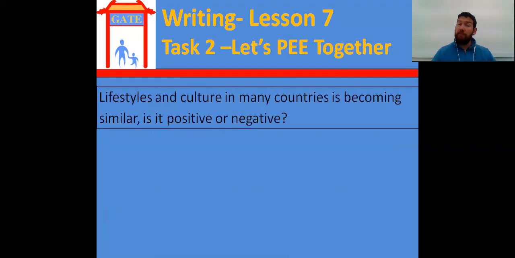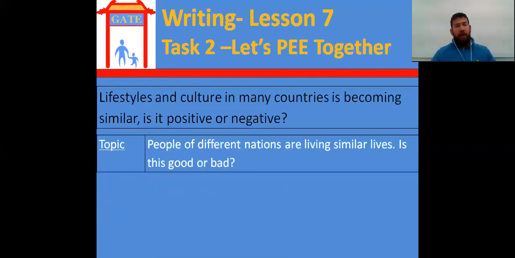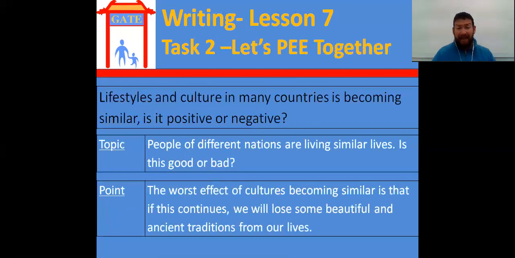So, lifestyles and cultures becoming similar. I think the topic's basically saying, well, people of different nations are living similar lives. Is this a good or a bad thing? I think it's a bad thing. The worst effect of cultures becoming similar is that if this continues, we will lose some beautiful and ancient traditions. Okay, so I have my opinion. This is a bad thing. So first of all, I've thought about the topic, come up with a basic question. Is this thing good or bad? It's bad because of this.